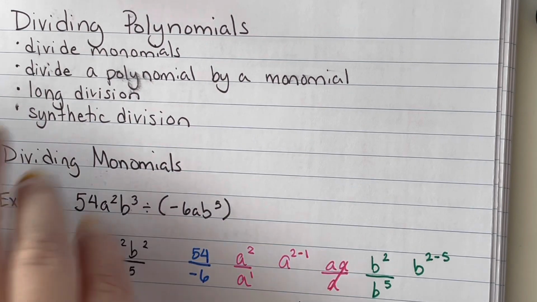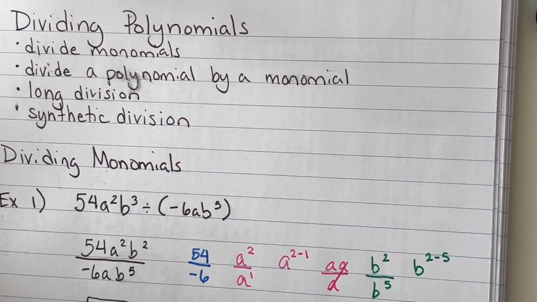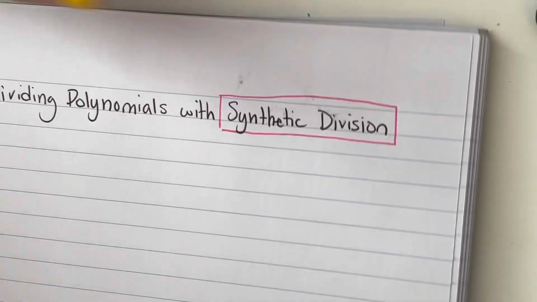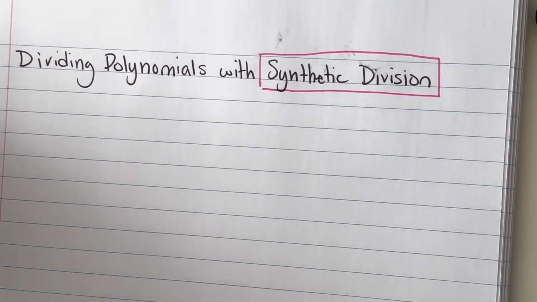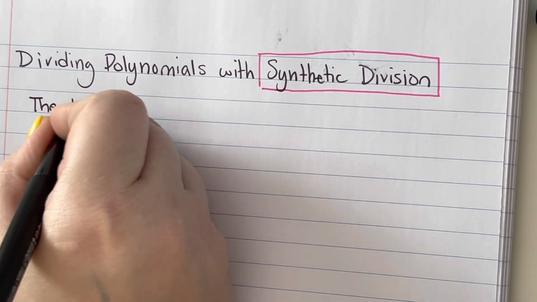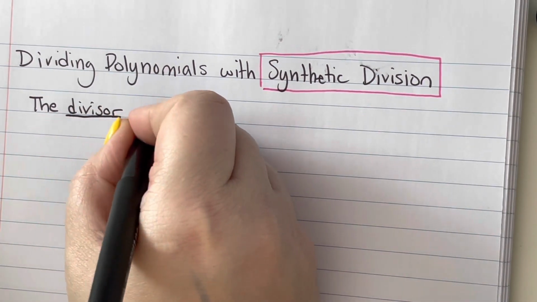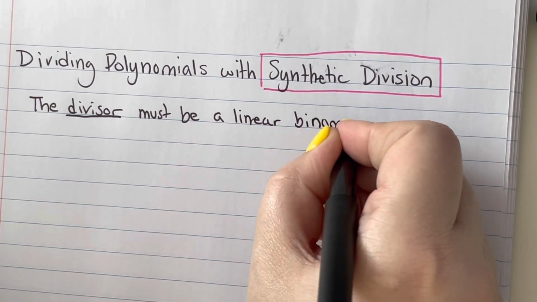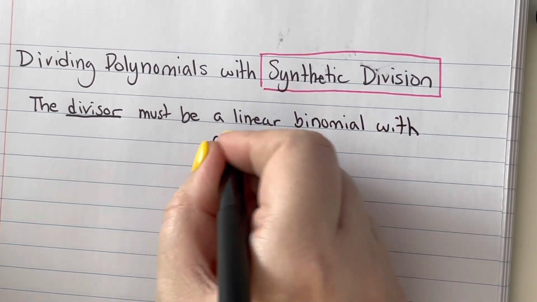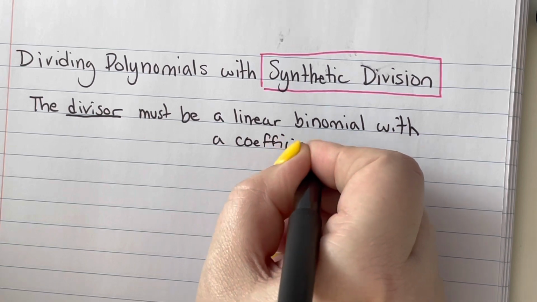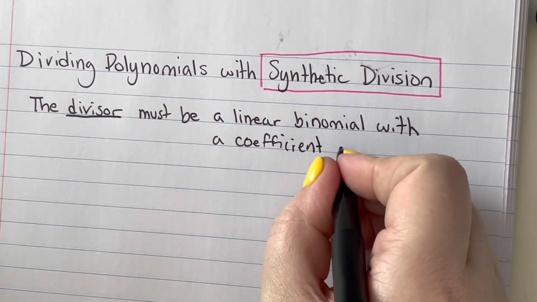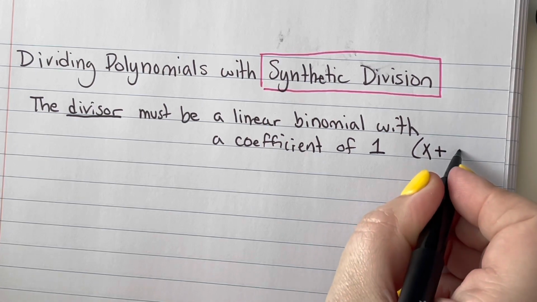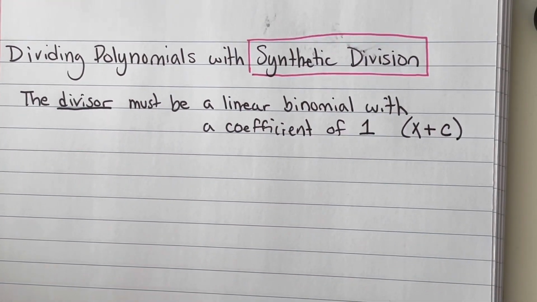In this video, we're going to talk about synthetic division, which is a version of polynomial long division that only applies when the divisor is a linear binomial with a coefficient of 1. So I'm going to write that and say it again. The divisor must be a linear binomial with a coefficient of 1. And so I believe this is called a monic binomial, but I'd have to look up the vocab. Basically, your divisor has to look like x plus some number or x minus some number for synthetic division to work.